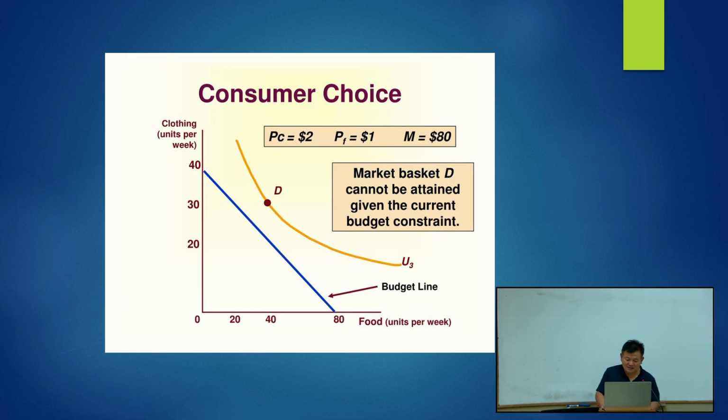So the blue line is the budget line. If you want to buy some food and clothing, you can resolve it in two ways. One is to increase the budget line. It means you have to make more money, which means more work. And then the blue line moves to the right side and meets point D. And then you can buy clothing 30 and food 40.